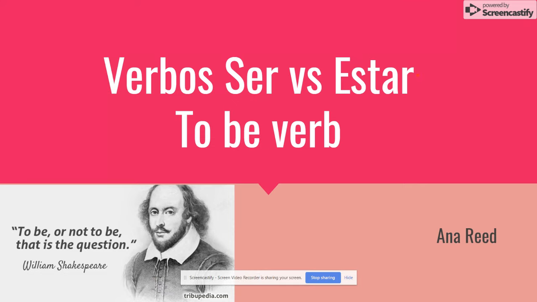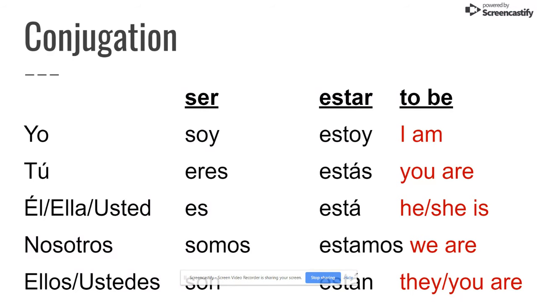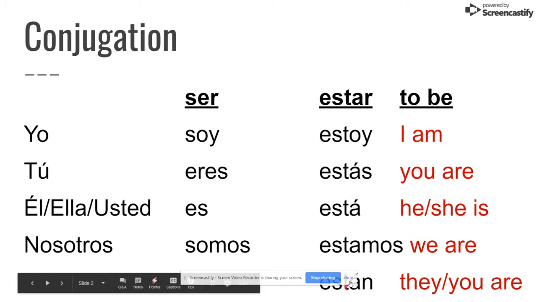In this presentation, I will explain how to use the verbs ser and estar, which mean to be. The conjugations for ser and estar mean the same thing in English. There are a few things to notice here. We have estar, and it has accents for three.